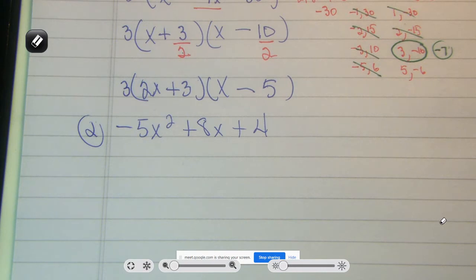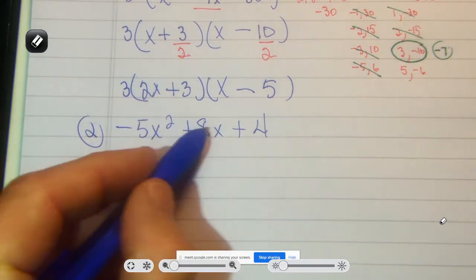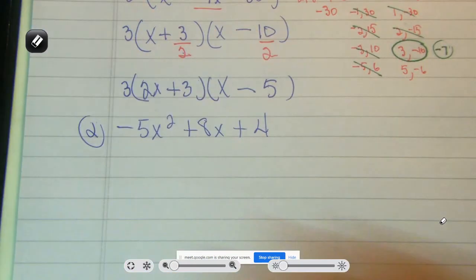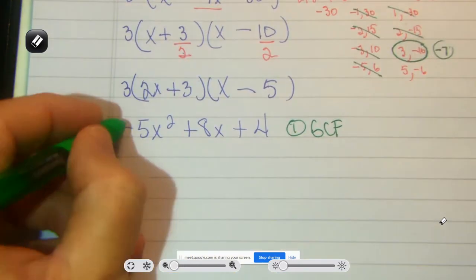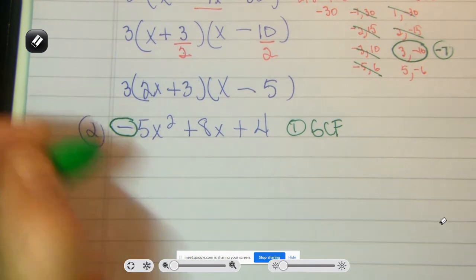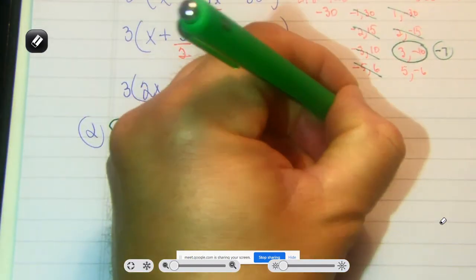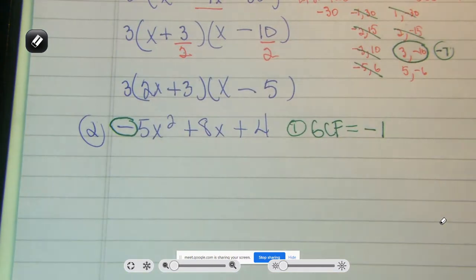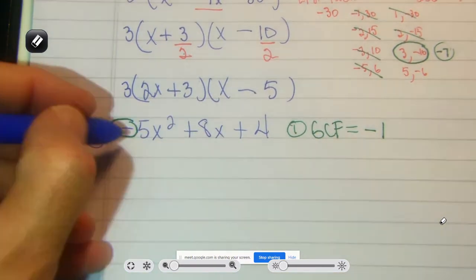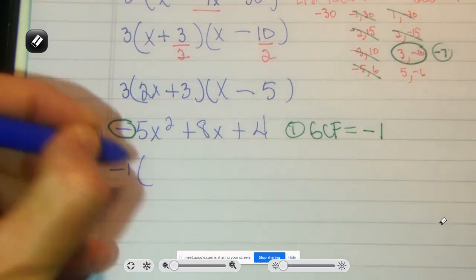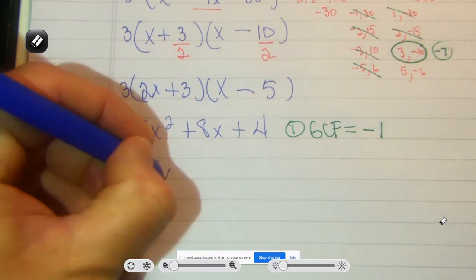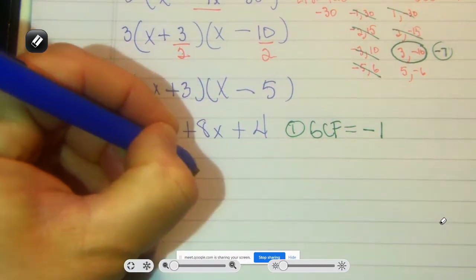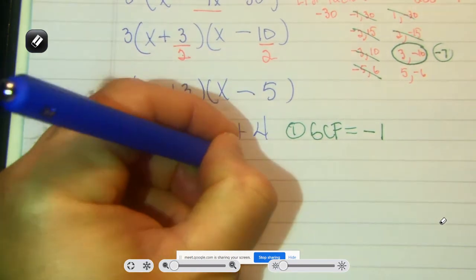Negative 5x squared plus 8x plus 4. Now, 5, 8, and 4 won't divide by one number. That GCF there, then the first thing I've got to check is going to be 1. But notice I've got this leading negative. I don't like that. I can't factor with that. So my GCF here is going to be negative 1. So all I'm going to do is factor out a negative 1 and reverse the signs all the way through. So now negative 5x squared becomes positive 5x squared, positive 8x becomes negative 8x, and 4 becomes negative 4.